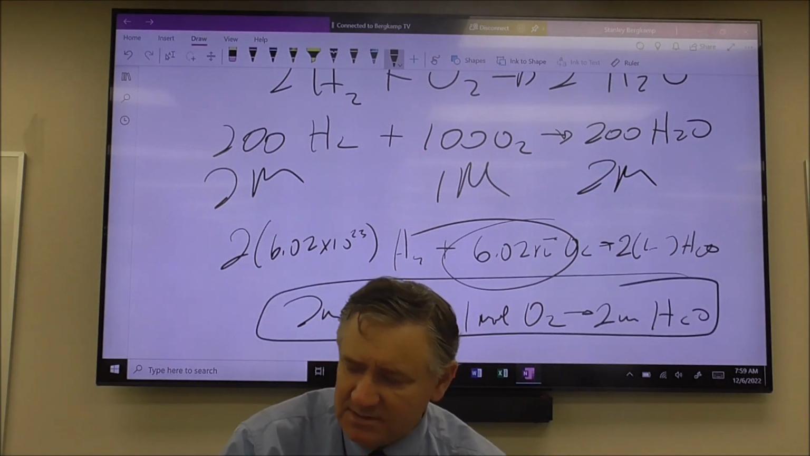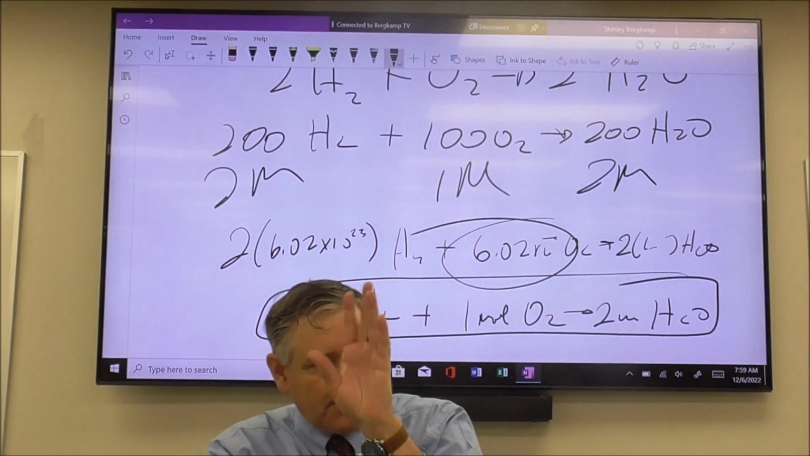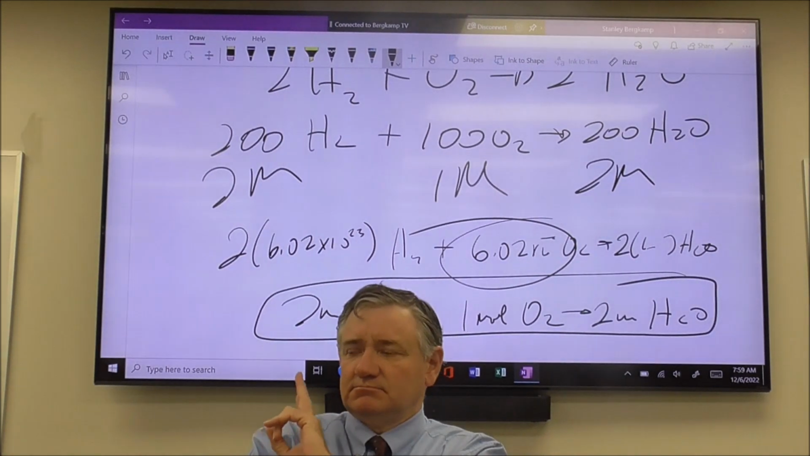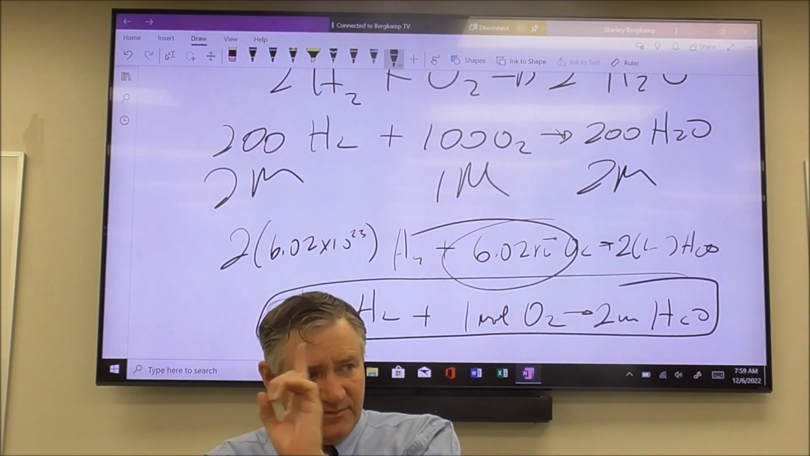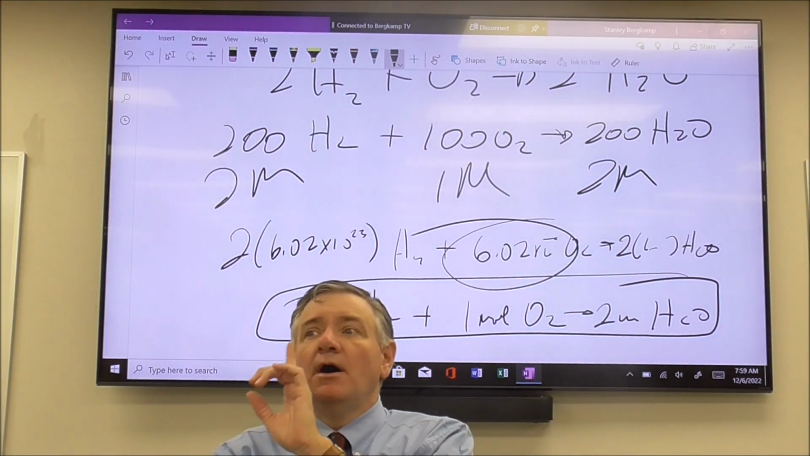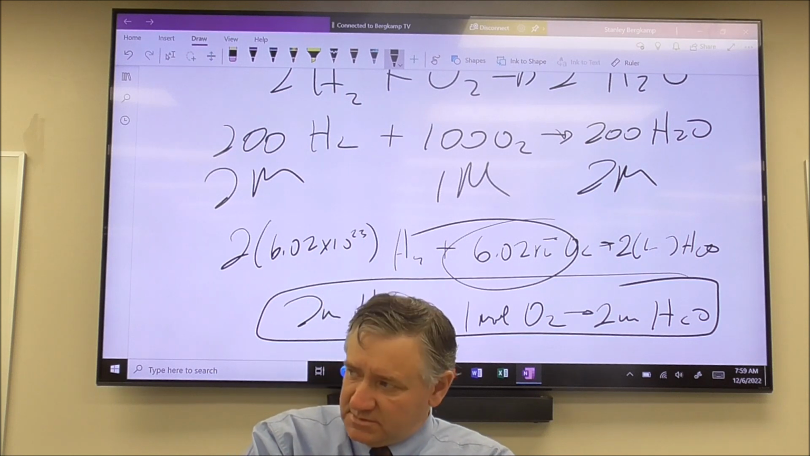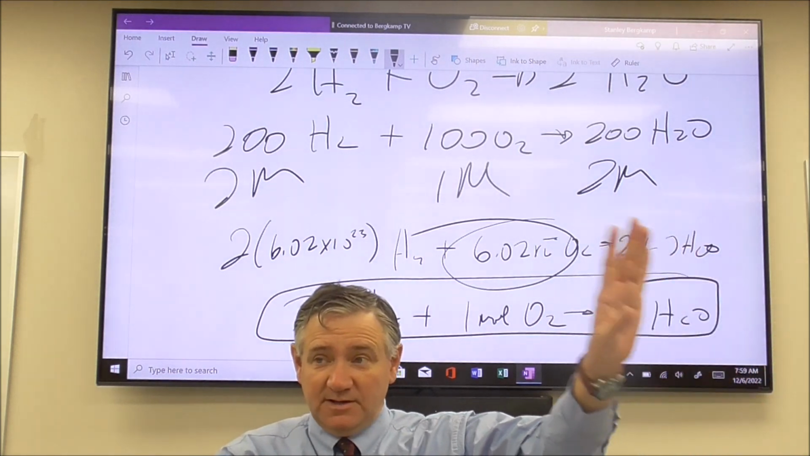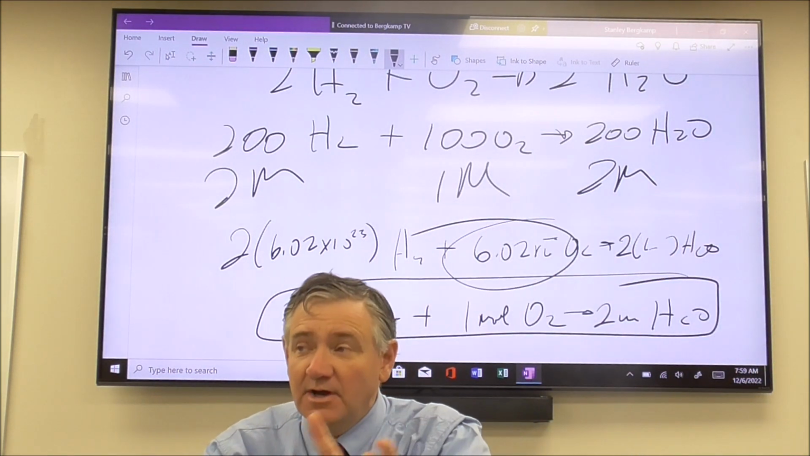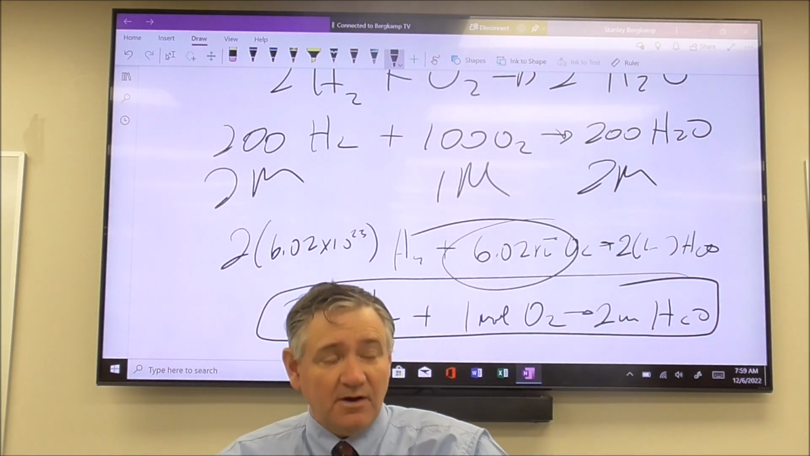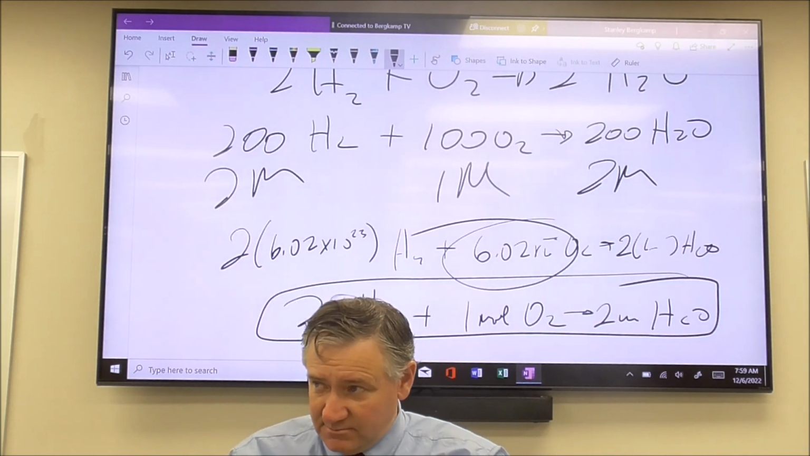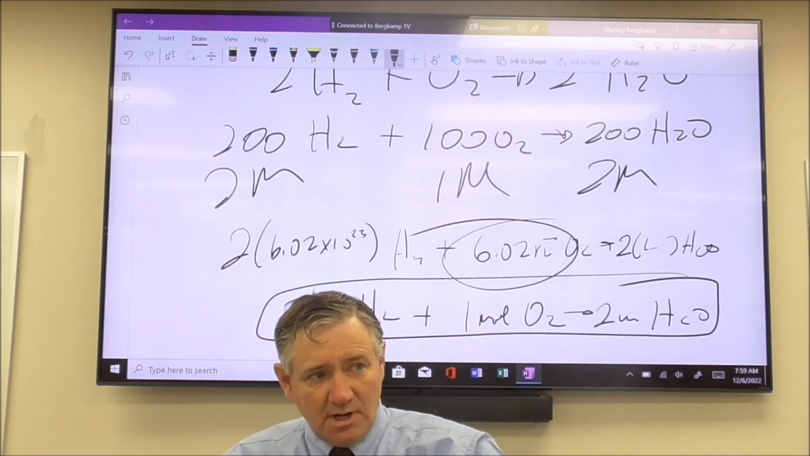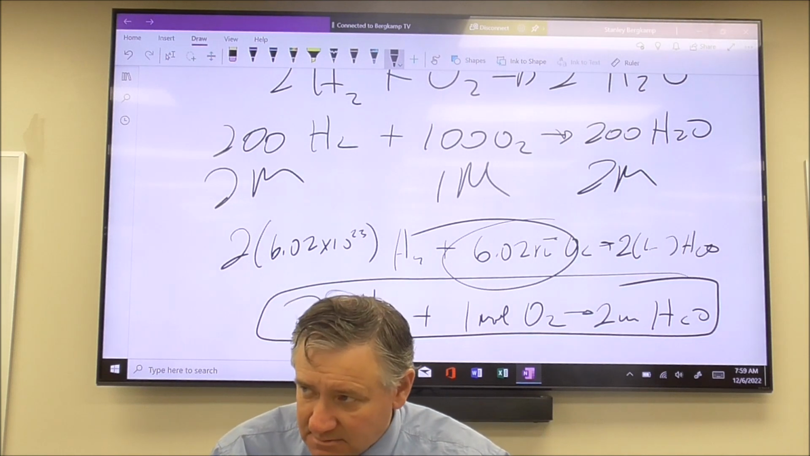So here's what I want you to see. Those coefficients represent 2 things. The ratio of individual particles, and they're a ratio of moles, okay? That's all they are. It's a ratio of particles, there's a ratio of moles. Now, listen to me very carefully. It is not a ratio of mass, right?